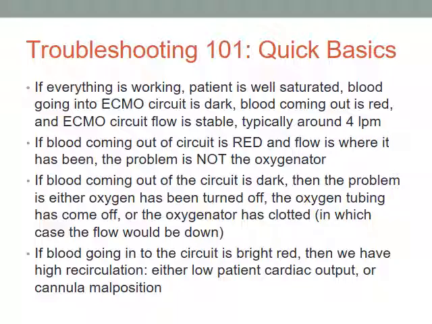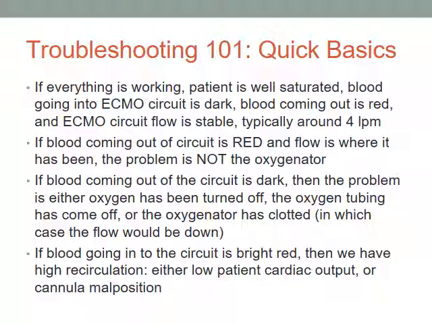The blood coming out is red and the flow's good. Drawing gases there isn't going to tell you anything. You already know the oxygenator is not the problem. If the blood coming out of the circuit is dark, then the problem is either the oxygen's been turned off, so we turned the wrong knob, or the tubing has come off, or your oxygenator is clotted, in which case the flow would be down.